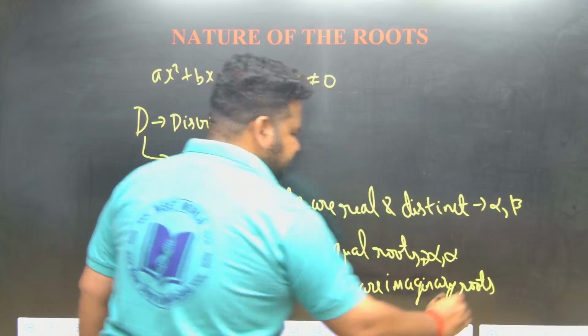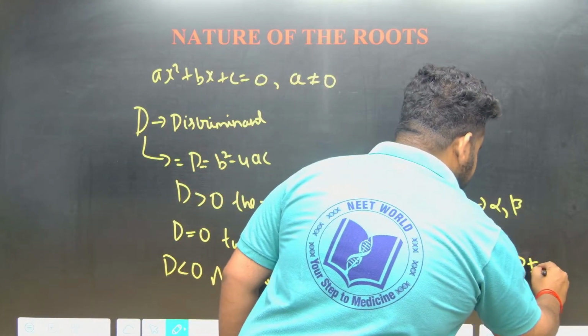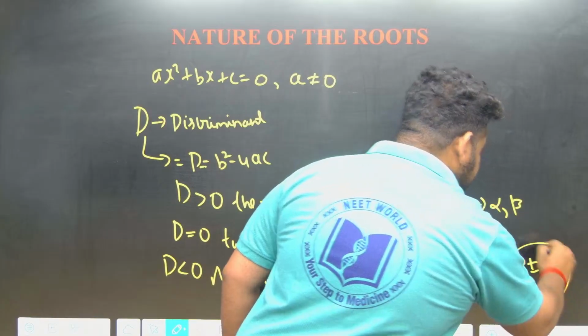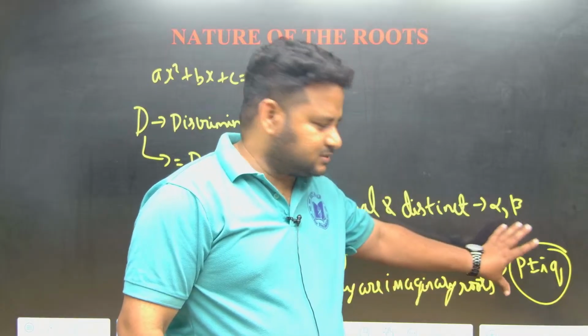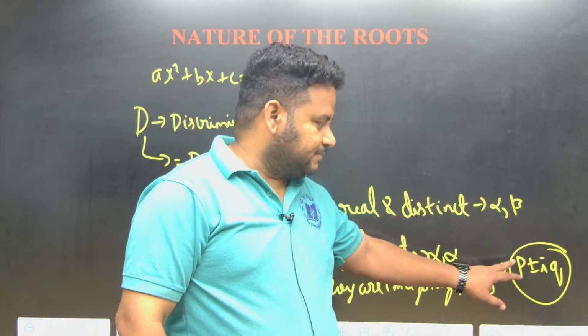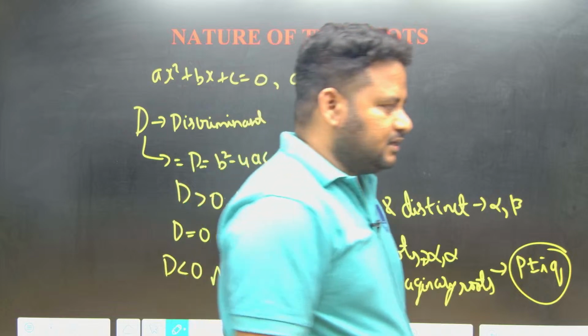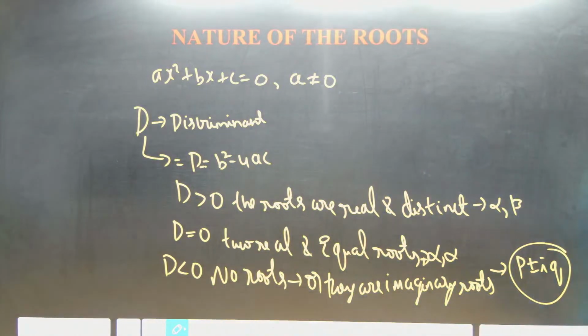It is of the form p plus or minus i times q. What is this? I will explain in tomorrow's class. I will be explaining complex numbers, and while explaining complex numbers, you will understand what this i is. P plus or minus iq, these are the imaginary roots that we will be having.